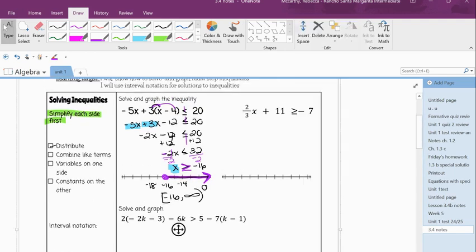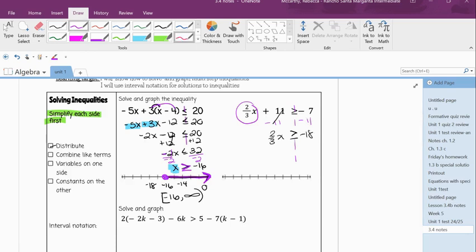All right, so then here we have another inequality. So here's my variable. I can't simplify any further, so now I can move things left or right. I'm going to subtract 11 from both sides, and that gives me 2/3 x on one side. My inequality brings down. I get negative 18.